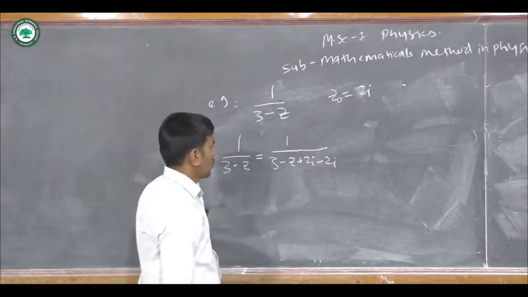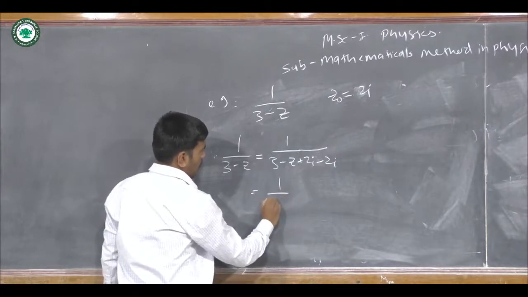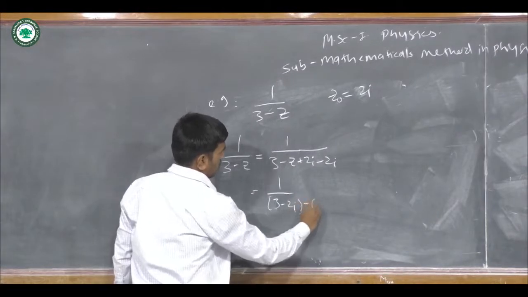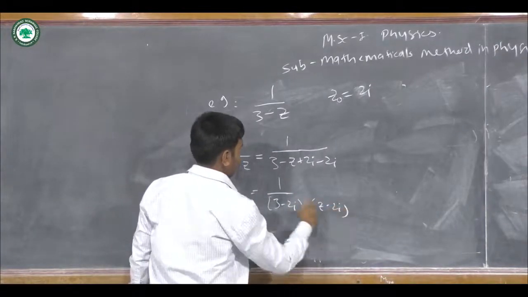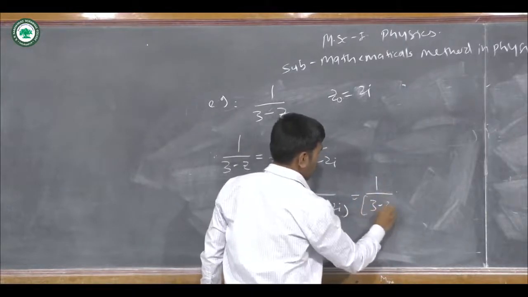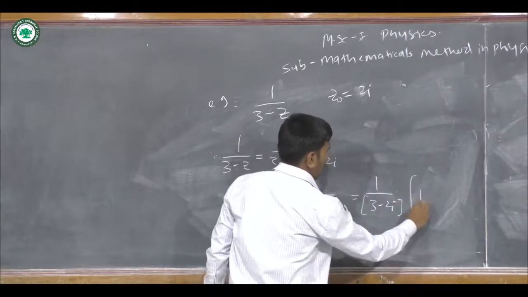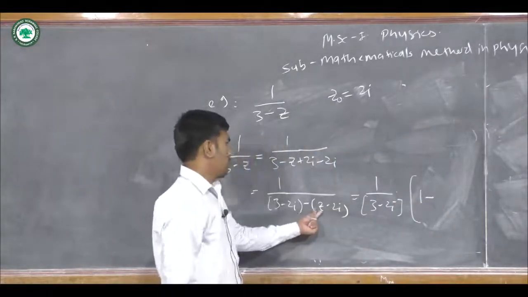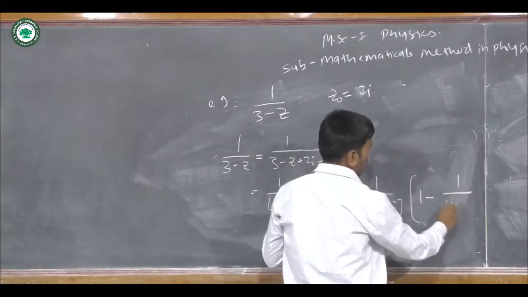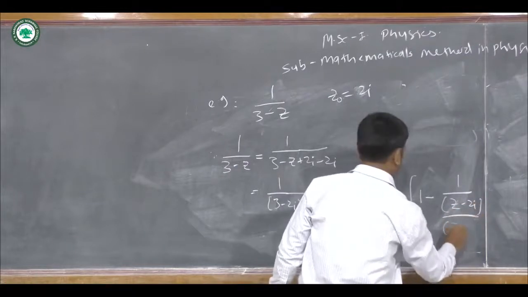Okay, so this is 1 divided by 3 minus 2i minus z minus 2i. And this we can write, if we take out the common factor, 3 minus 2i into 1 minus z minus 2i divided by 3 minus 2i.